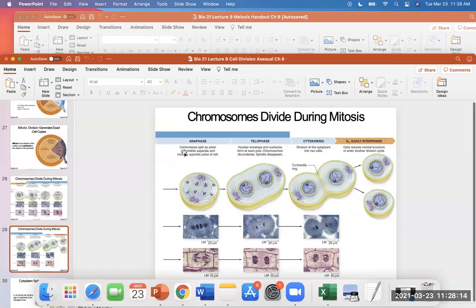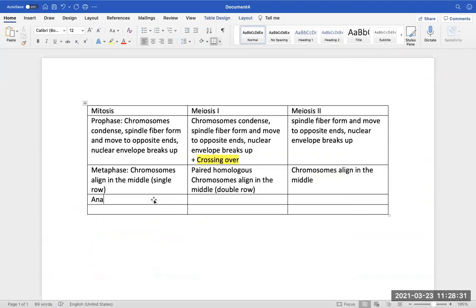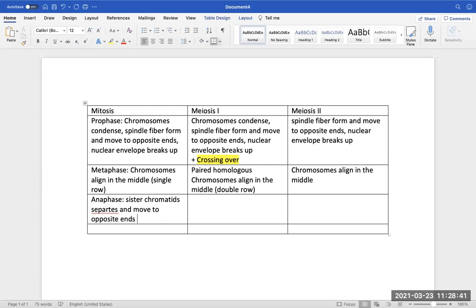For mitosis, it says that they start splitting. Anaphase, maybe think of A as a wave. They start moving away from each other. So here it says that sister chromatids separate and move to opposite poles of the cell. So anaphase, sister chromatids separate and move to opposite ends.